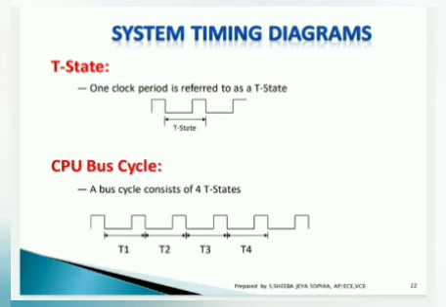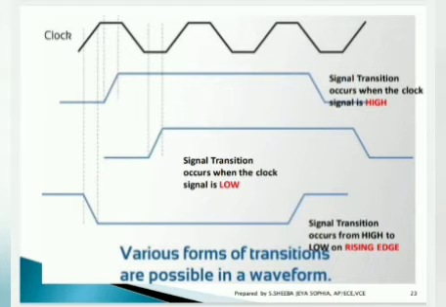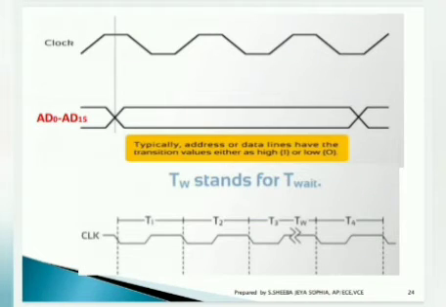T-state: one clock period is referred to as a T-state, that is the complete clock time, both negative as well as positive. A CPU bus cycle is 4 T-states. One CPU bus cycle refers to 4 T-states, that is the entire T1, T2, T3, T4. Here in the diagram you can see clearly what is referred to as the CPU bus cycle. And various forms of transitions you can see here: low, high, as well as rising edge transition. Of course, from low to high, high to low, and rising edge, falling edge can be easily seen in this diagram. And TW, T wait, is another important parameter here.